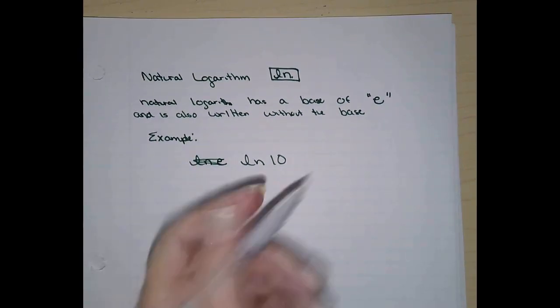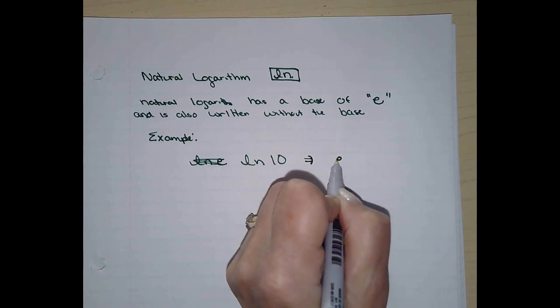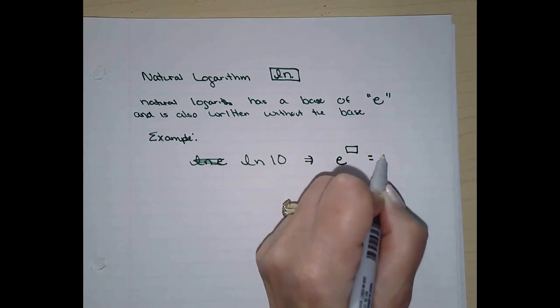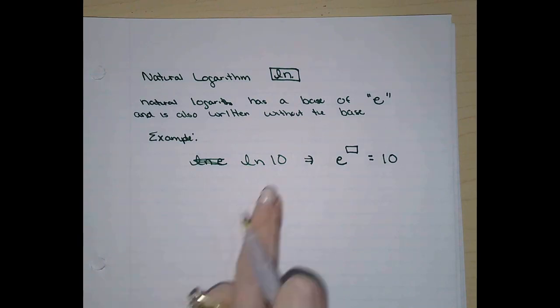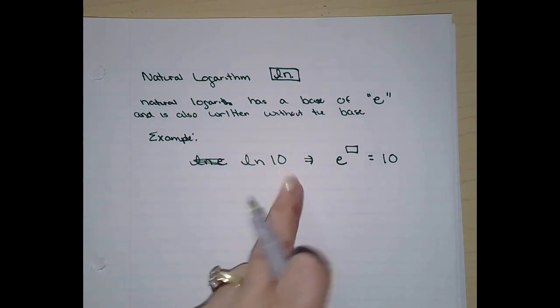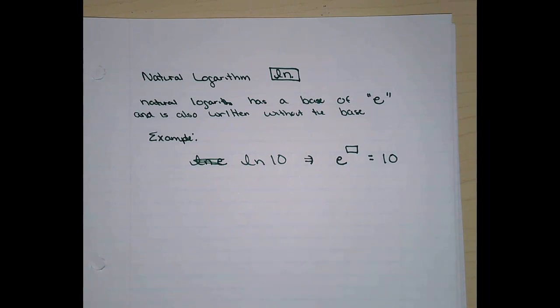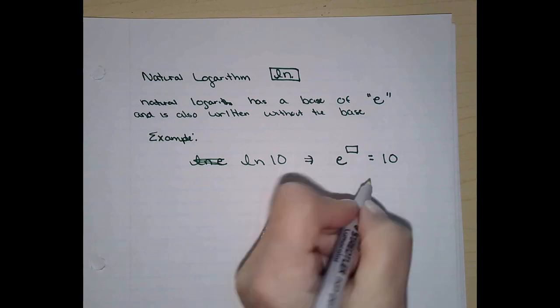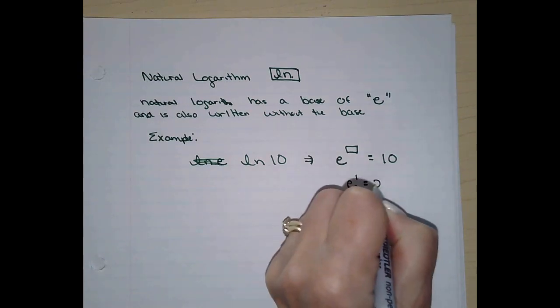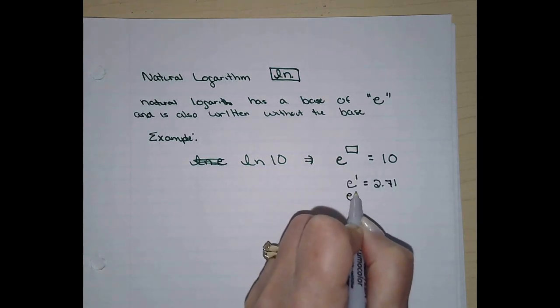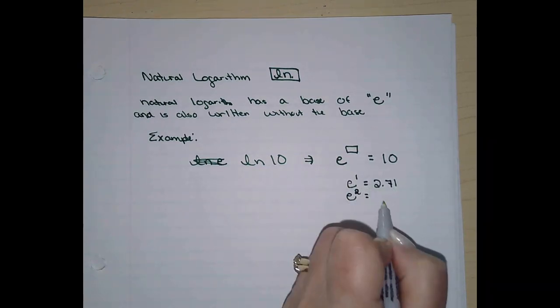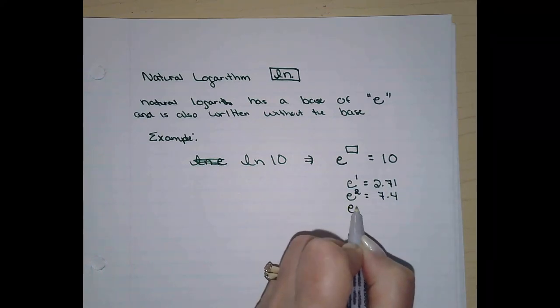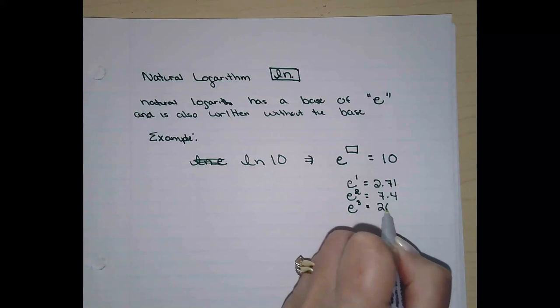Okay, so that is actually saying e to some exponent is equal to 10, right? We don't have a base, it's understood to be e. The logarithm, any logarithm, is equal to a number. That number is the exponent, right? Remember, e was 2.71. So e squared then was roughly 7.4. So e cubed then was 20.08. I'm not expecting you to know these. I just want to show you for right now.